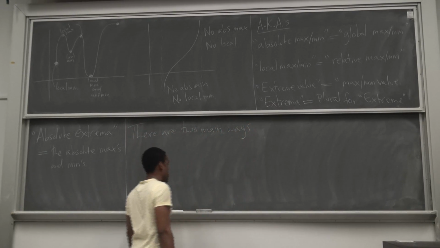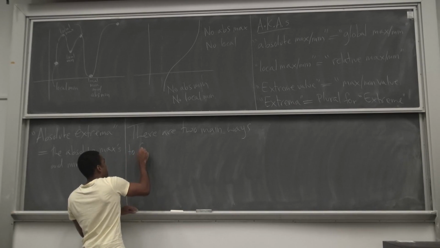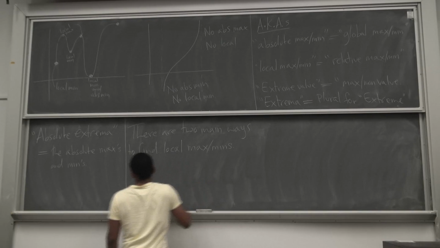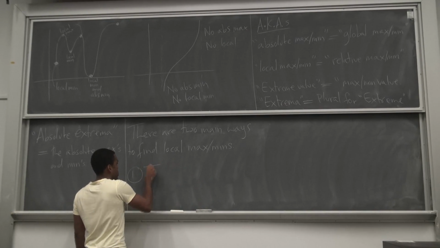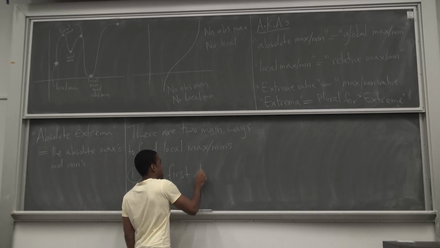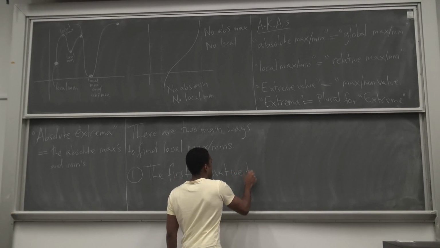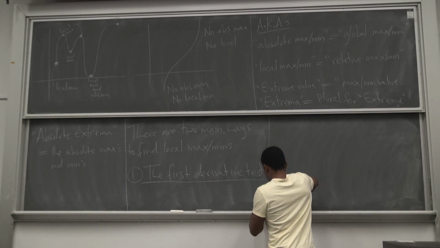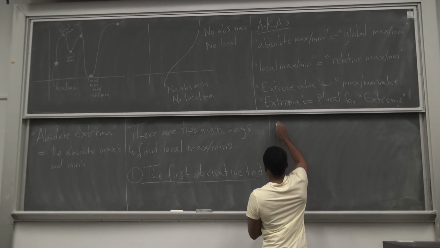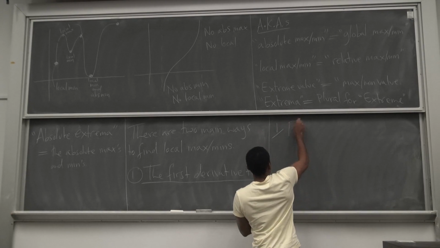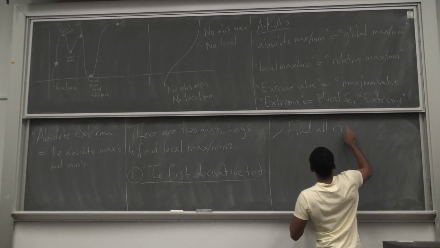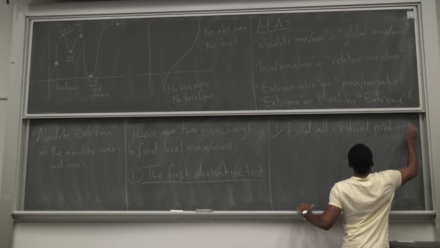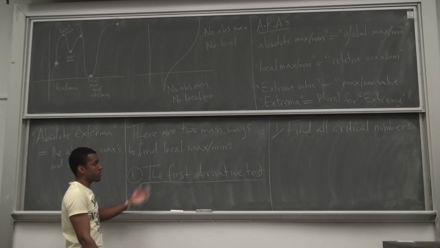Okay, so there are two main ways to find local max and mins. The first is called the first derivative test. And it goes as follows. Step one: find all critical numbers. This involves taking the first derivative. That's why it's called the first derivative test.